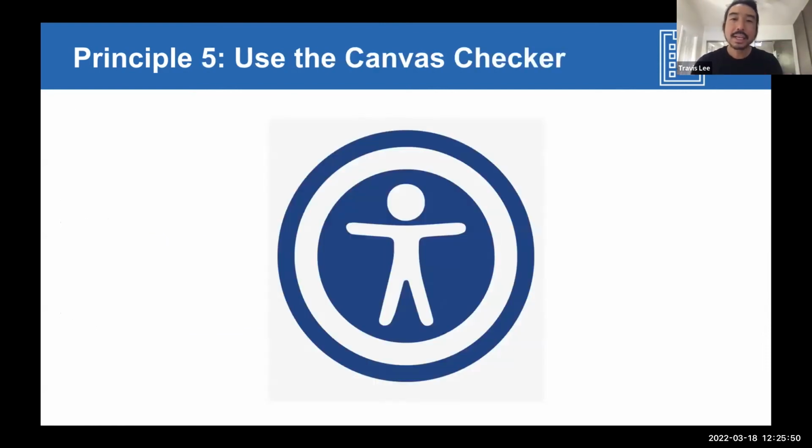The last one is to use the checkers. In this case, this is the Canvas checker, which is the class we talked about previously. But this is true for the Moodle checker. This is true for the Blackboard checker. This is true for the Microsoft Word checker, as well as the PowerPoint checker. Just use the checkers. If you're not sure about what you're doing, even I use the checkers because we're all working really fast oftentimes. We're not always thinking about accessibility. We're thinking about getting that content in, we're thinking about deadlines.